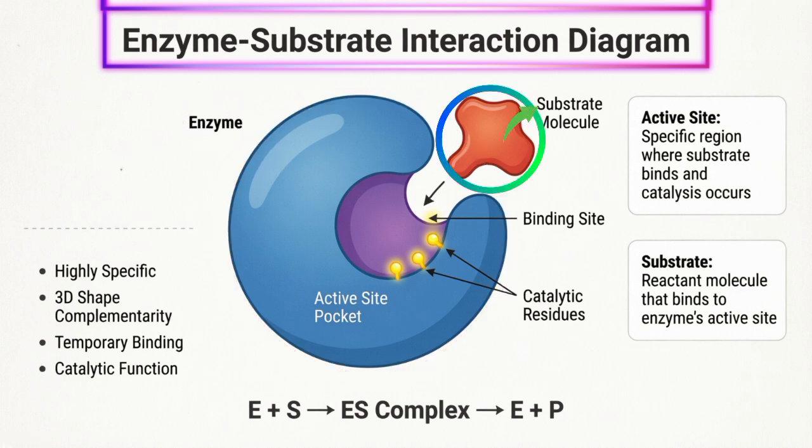On the right, we have the substrate molecule. This orange shape is the reactant. It is the specific molecule that the enzyme is going to work on. Think of the enzyme as a factory machine, and the substrate as the raw material.